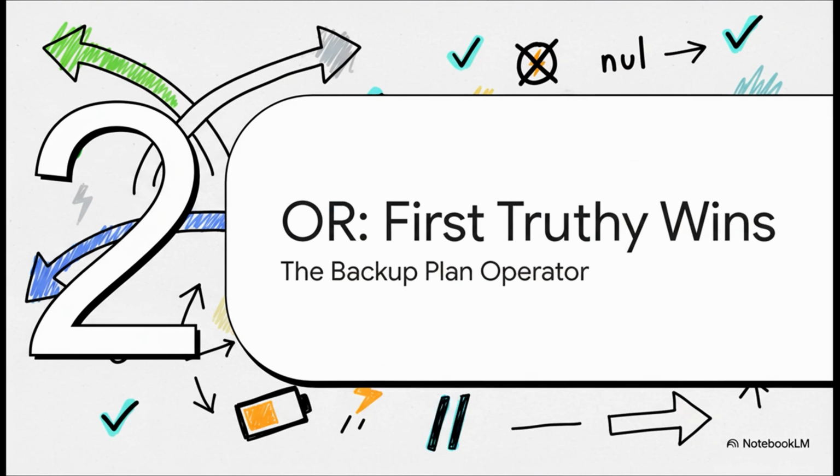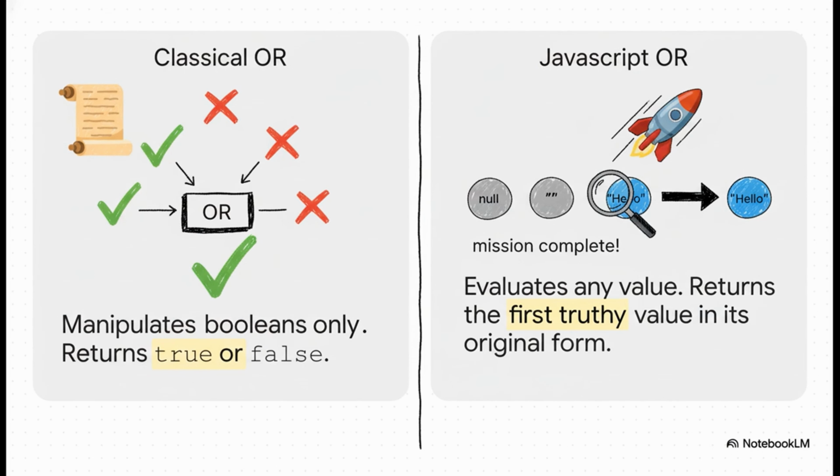So let's kick things off with the OR operator. I like to call this one the backup plan operator. It's absolutely perfect for when you need to find the first good option from a list of possibilities. And here's where it gets really different. In classic programming, OR just gives you true if anything is true. Simple. But JavaScript's OR is on a mission. It's hunting for the very first truthy value it can find. And when it does, it returns that original value exactly as it is.